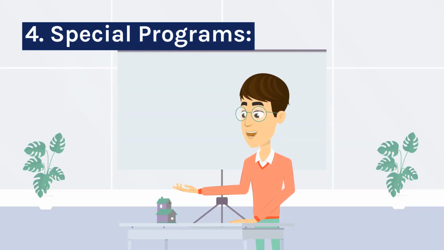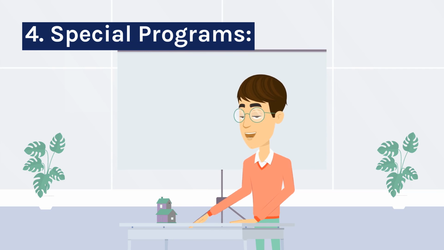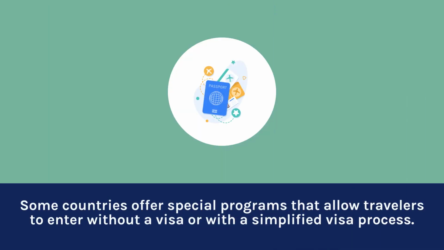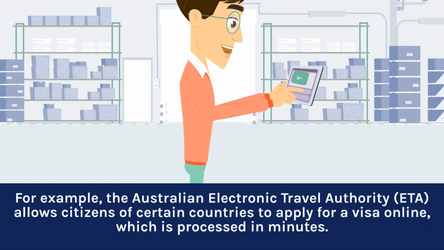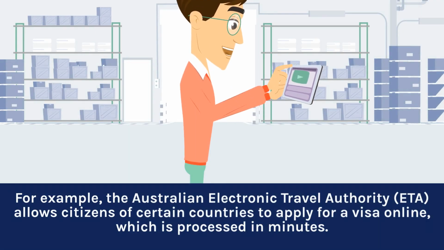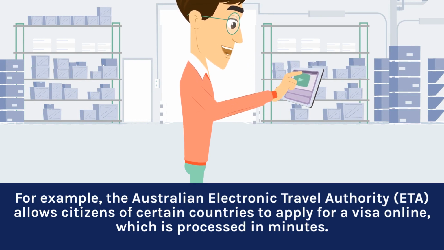4. Special programs. Some countries offer special programs that allow travelers to enter without a visa or with a simplified visa process. For example, the Australian Electronic Travel Authority, ETA, allows citizens of certain countries to apply for a visa online, which is processed in minutes.